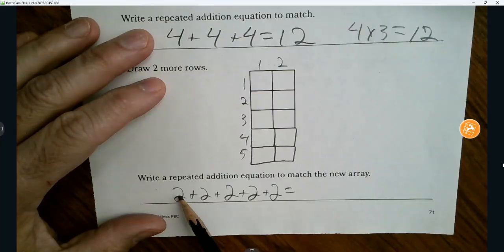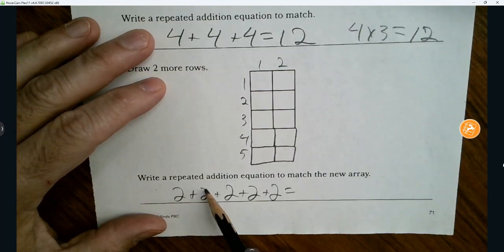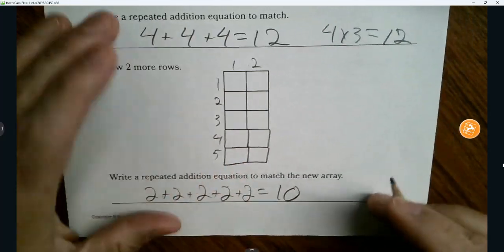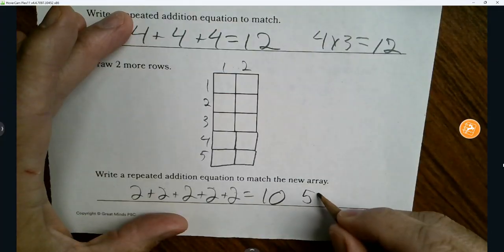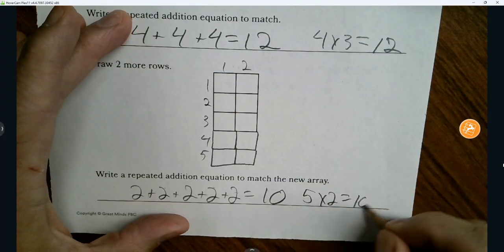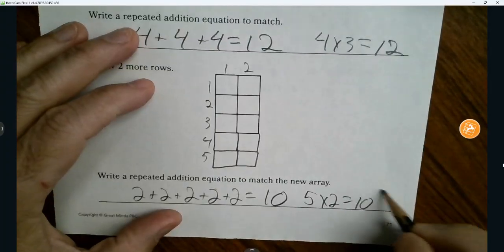So we can add this, right? Or we can count 2, 4, 6, 8, 10. Which is the same as, right? We have 5 rows of 2 equals 10. 5 times 2 equals 10.